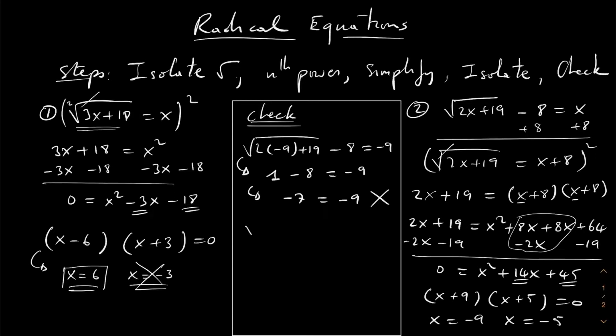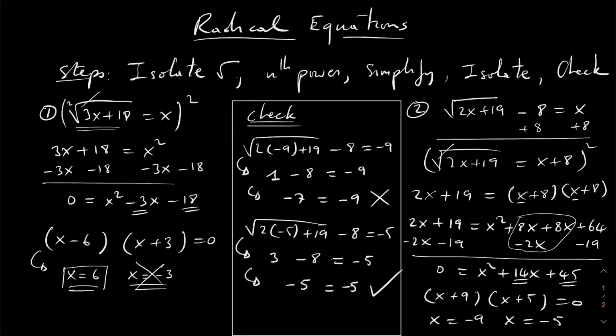We're going to have the square root of 2 times negative 5 plus 19, minus 8 equals negative 5. 2 times negative 5 is going to give us negative 10, plus 19 will give us 9. And so the square root of 9 here is going to be giving us 3 minus 8 equals negative 5. And that will give us 3 minus 8 is negative 5 equals negative 5, which works out. And so for this particular problem, x equals negative 5 is our solution, and x equals negative 9 is extraneous. So we can go ahead and ignore that solution.